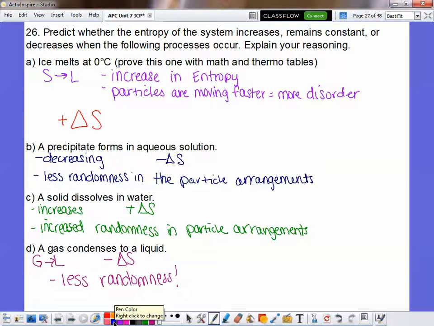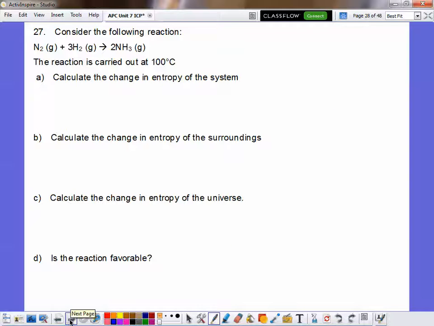Any other questions on this before I move on? Okay. All right, number 27. So we have this reaction. This is the formation of ammonia from its individual elements. And we're told it's carried out at 100 degrees Celsius. The temperature is important for something later, and we'll talk about that in just a little bit.